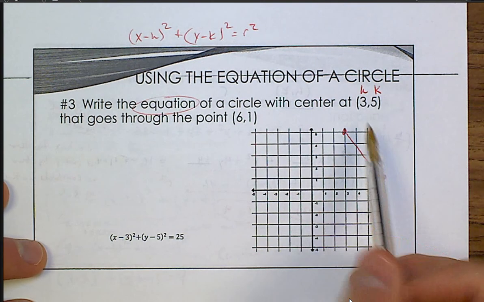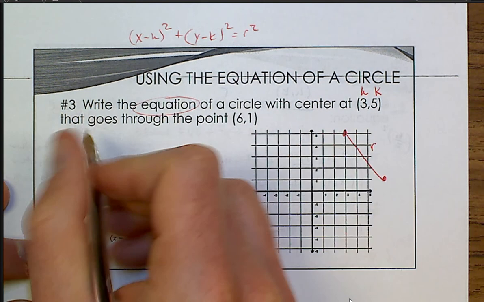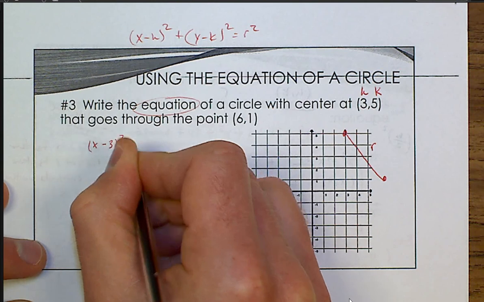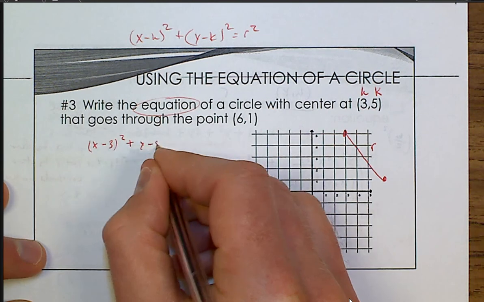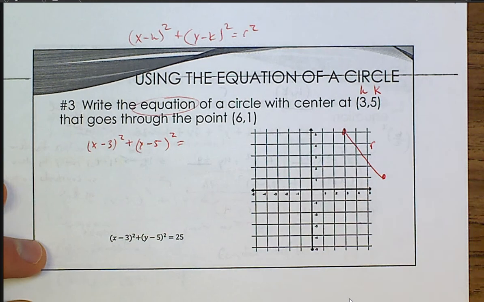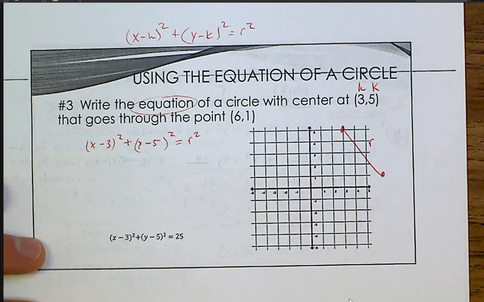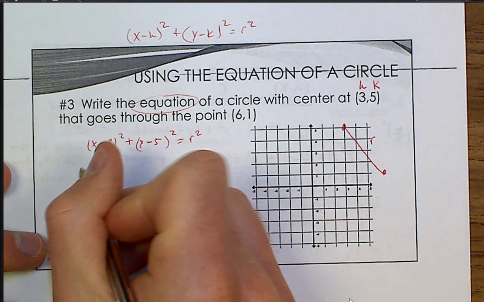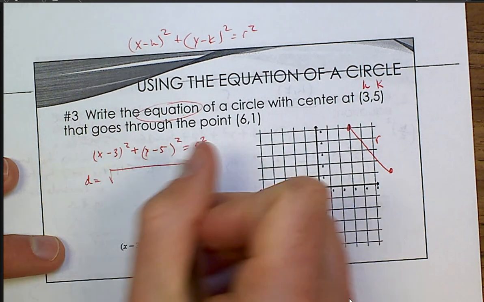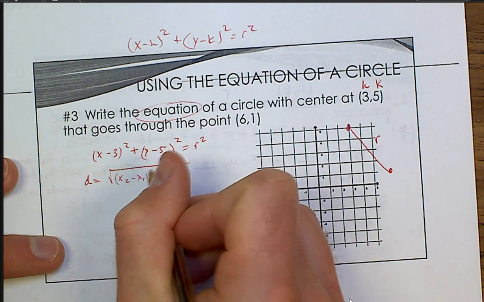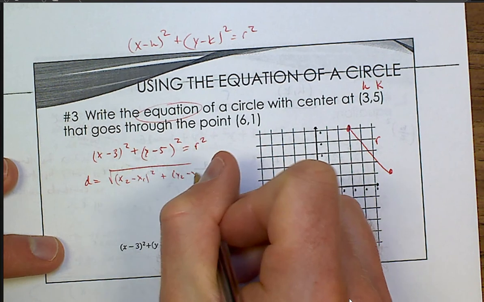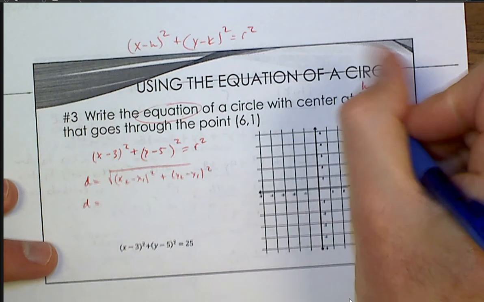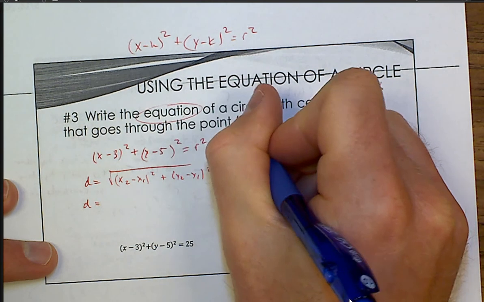I just need to find r. I already have h, k, right? I have x minus, this is a 3, so negative 3 squared, plus y minus 5 squared equals r squared. So how do I do that? Well, I just got to find the distance between those 2 points. So what's the distance formula, right? I have x2 minus x1 quantity squared plus y2 minus y1 quantity squared. So distance is going to be, I can call this x1, y1, x2, y2, and just plug in my points.